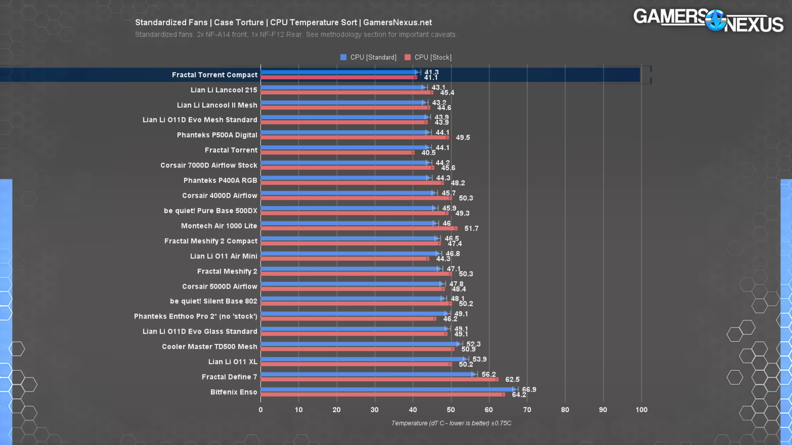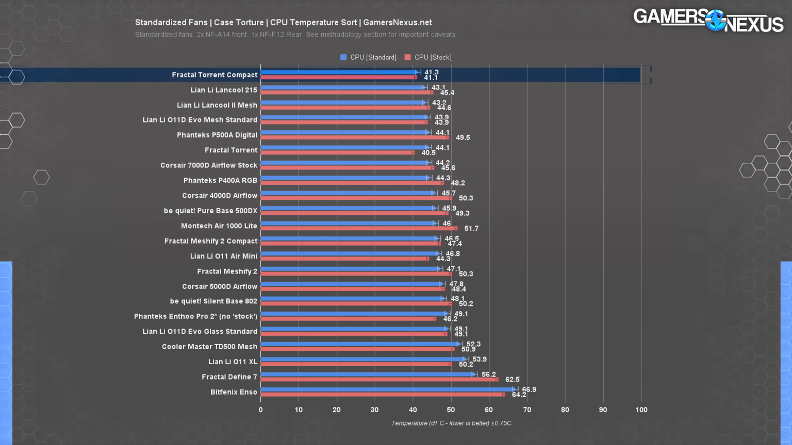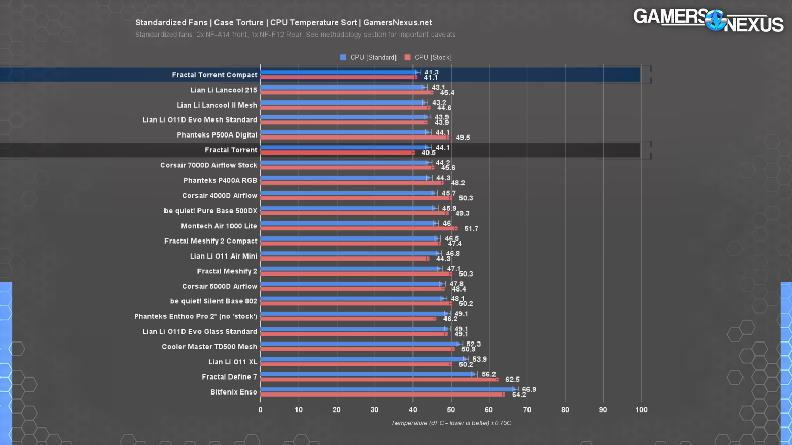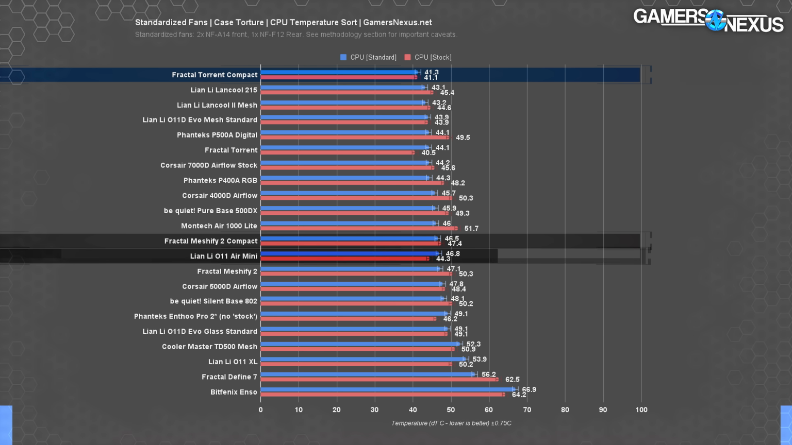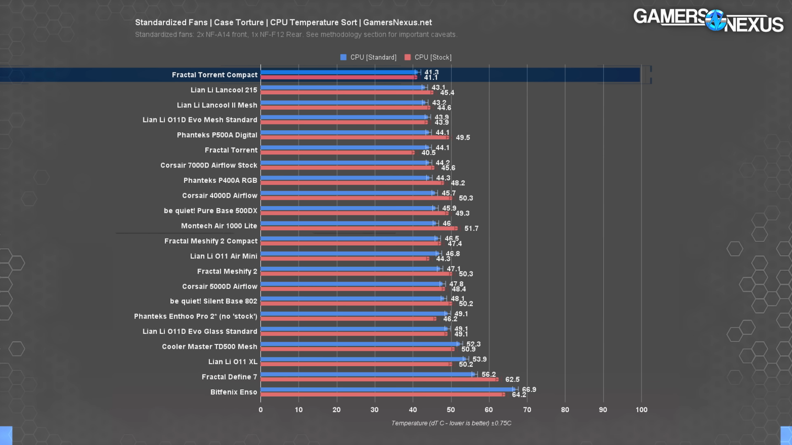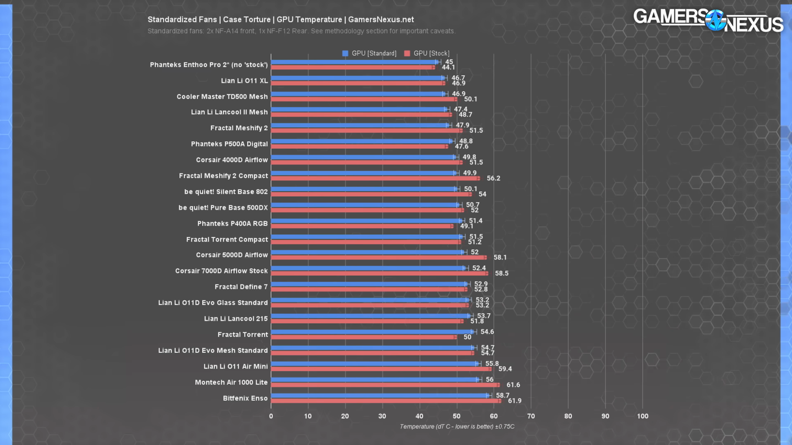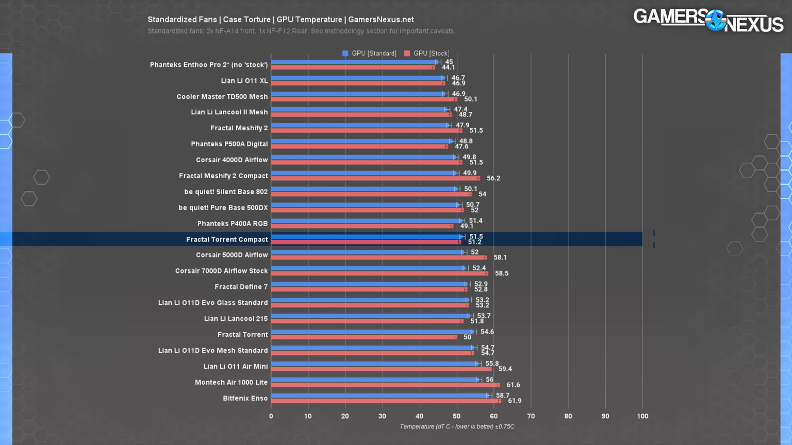Swapping to our standardized set of one 120mm exhaust and two 140mm intake fans had no significant effect on CPU temperature, with a duplicated average of 41 degrees. The larger Torrent's CPU thermals suffered with this same set of fans with an average of 44 degrees, so the Compact is at the top of this particular chart. The Air Mini and the Meshify 2 Compact tied at 47 degrees. Our standard fan configuration is close to stock for both of these cases, so that's why there's a lack of improvement there. GPU thermals were also unchanged, remaining at 51 degrees average.